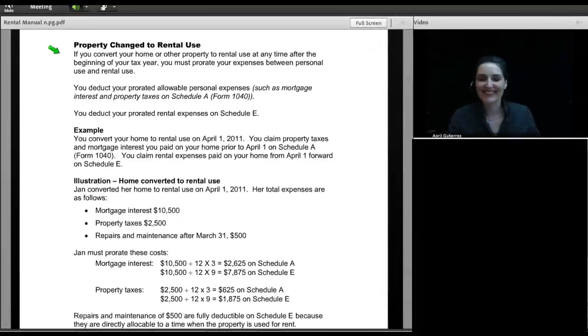Property change to rental use. If you convert your home or other property to rental use at any time after the beginning of your tax year, you must prorate your expenses between personal and rental use. Well, that makes sense. You deduct your prorated allowable personal expenses, such as mortgage interest and property taxes, on Schedule A, and you deduct your prorated rental expense on Schedule E.